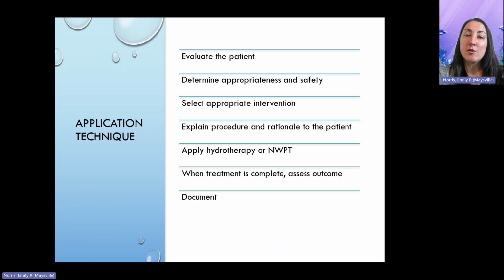Application technique, as always, you evaluate the patient, determine if it's safe, you select which intervention is appropriate, then you explain to the patient what you're doing, and then apply, either get in the water or apply the negative pressure wound vac therapy, and then you reassess and determine, do they have any benefits? Is their pain less? Have there been any changes after the therapy? And then you document what you did and what you found.